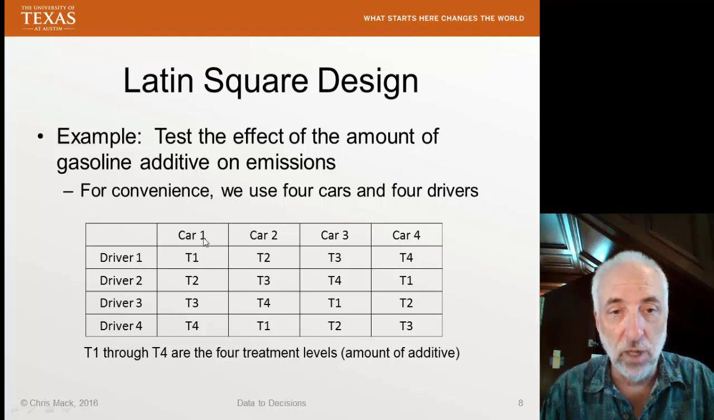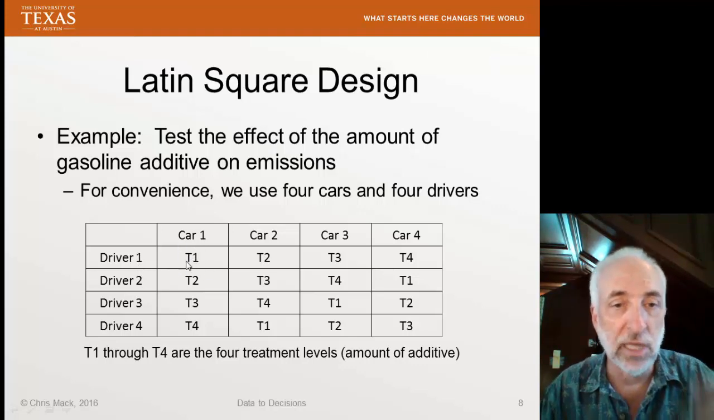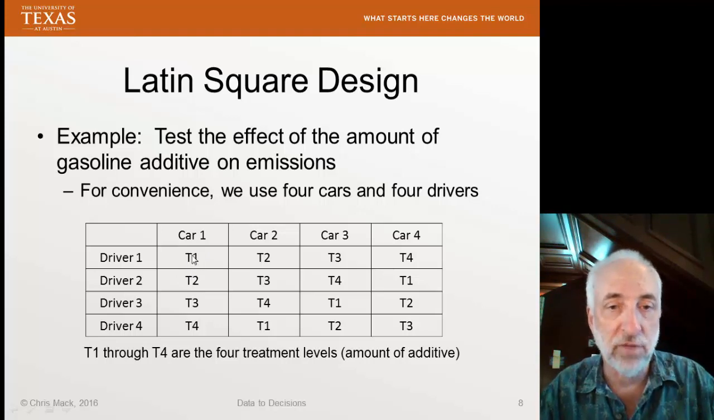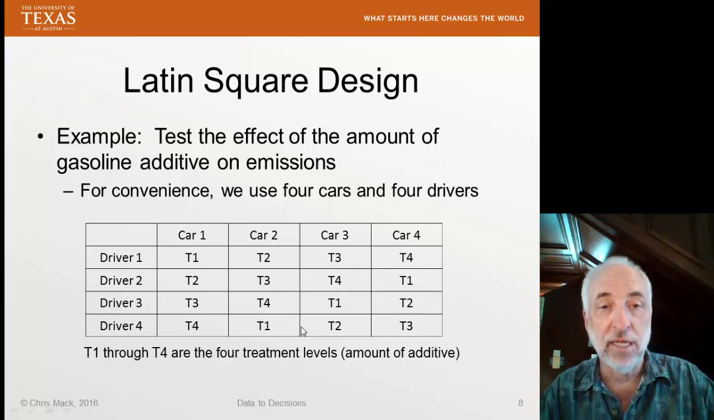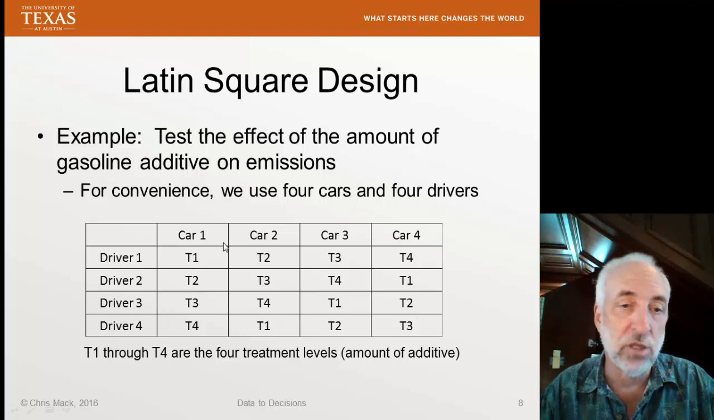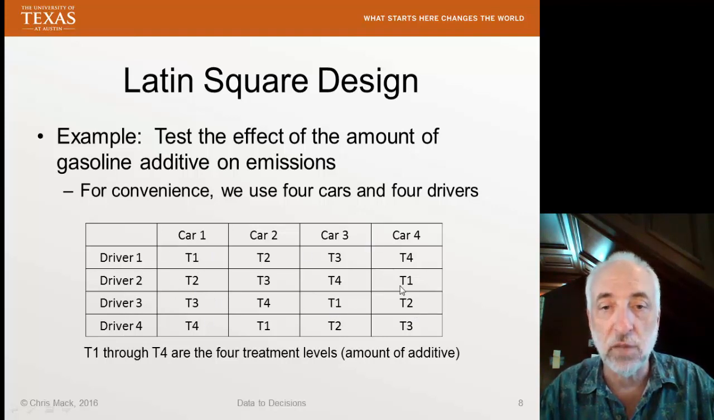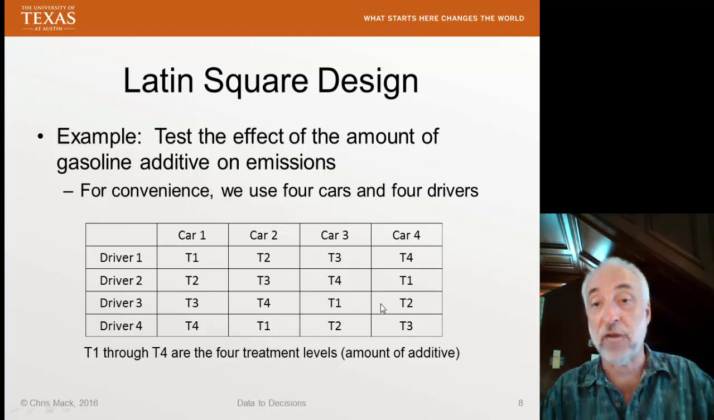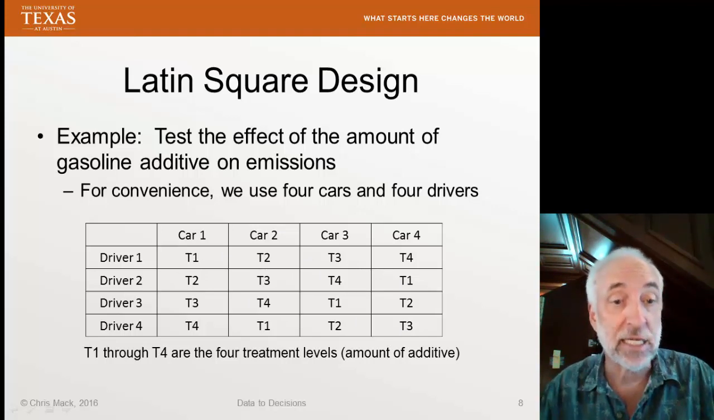Driver 1, car 1 would see some treatment 1, so the level of the amount of additive here. Car 2 and driver 1 would see treatment level 2, level 3, and level 4, etc. And then each driver would have a combination of different drivers in different cars. So on one day, driver 1 is in car 1, driver 2 is in car 2, and driver 3 is in car 3, driver 4 is in car 4. And then another day, they switch around until all the combinations of cars and drivers are met. So I've got 16 combinations. I've got 4 treatment levels that I repeat 4 times, so I have 16 experiments.